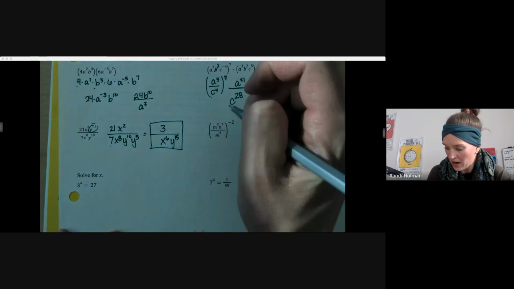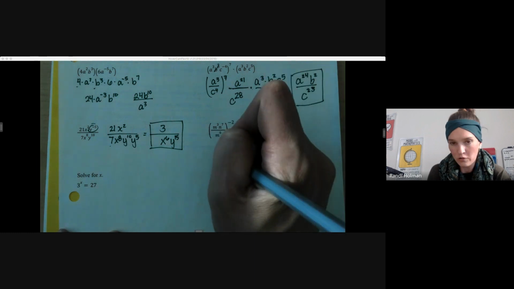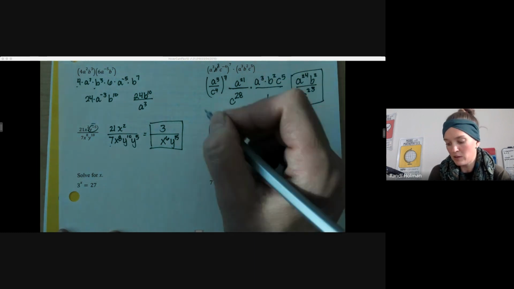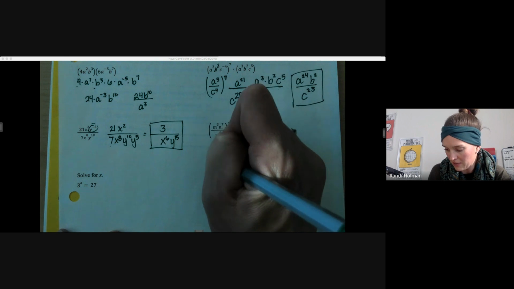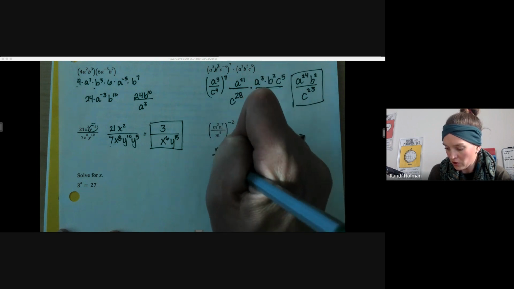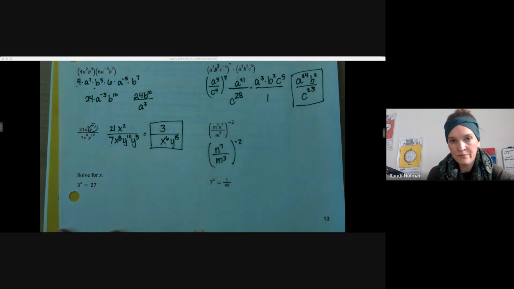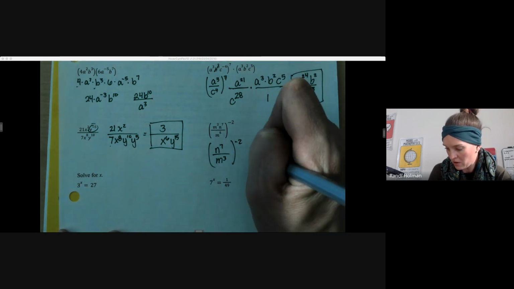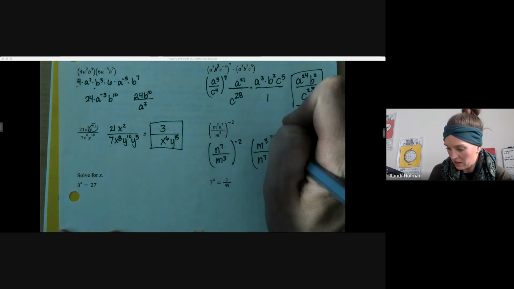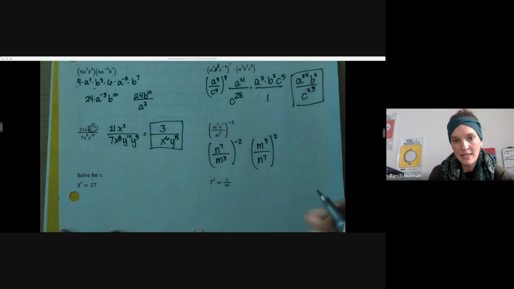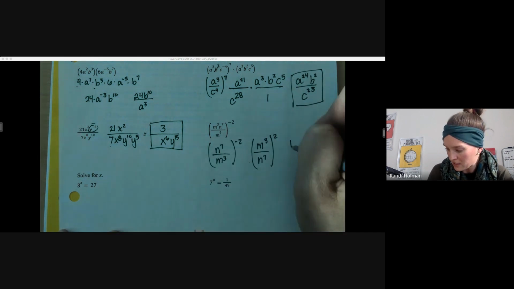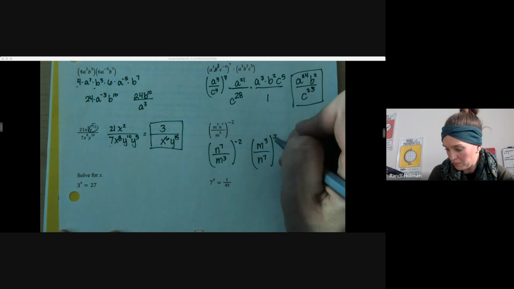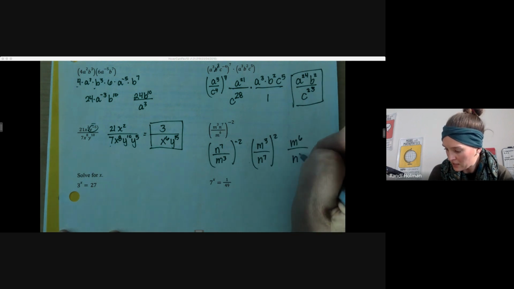I would always start on the inside. Okay, we can simplify our m's. This is m over m. 3 of them divide out. I'm left with n to the 7th over m to the 3rd and the negative 2. Always deal with the negative first. M to the 3rd over n to the 7th for the positive 2. Then deal with the number m to the 6th, power to a power, n to the 14th.